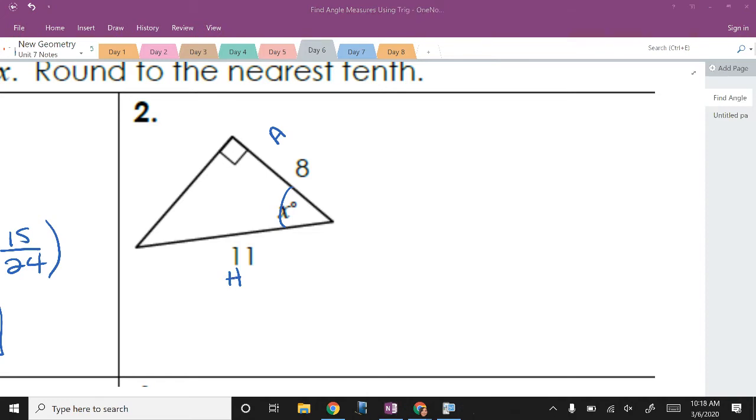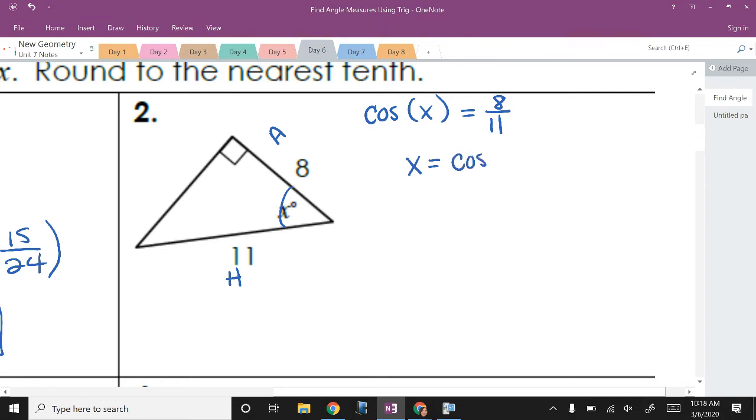So we set it up cosine, and we don't know our angle measure, so x goes in the parentheses, equals adjacent over hypotenuse, so 8 over 11. Why'd I put an h? 8 over 11. And then, since we're finding the angle measure, x equals what? Inverse cosine of 8 over 11.